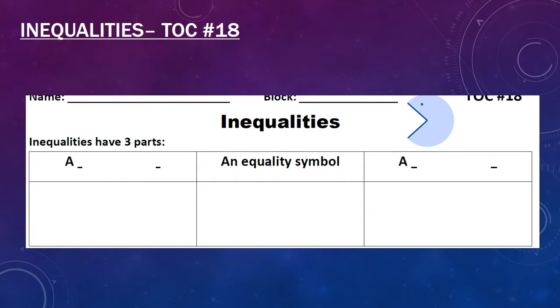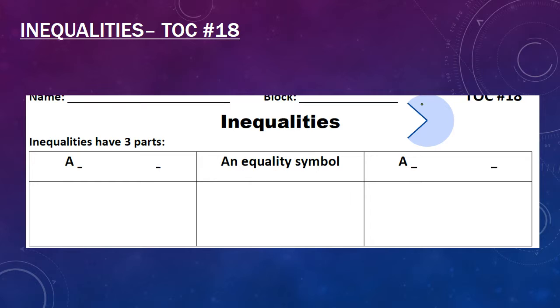All right, so if you go to the top of page TOC 18, you're going to see a little Pac-Man guy. He is there to remind you that with inequalities, we are using the greater than, less than symbols, and of course, when you're using those to compare, remember that it's like Pac-Man and he wants to eat the bigger number. So the bigger side of the mouth is going to be going toward the bigger number.